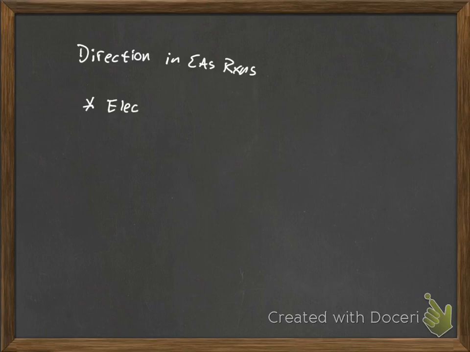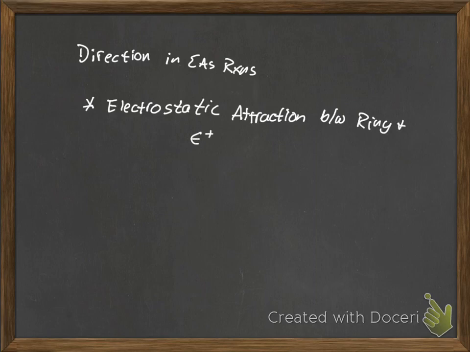Hey everybody, this is the last video for the evening, and as a quick reminder of what we're covering, we are going to look at direction in EAS reactions. As I mentioned earlier, there are 2 points of view about this, and the one that we are going to be discussing today is electrostatic attraction between the ring and the electrophile.